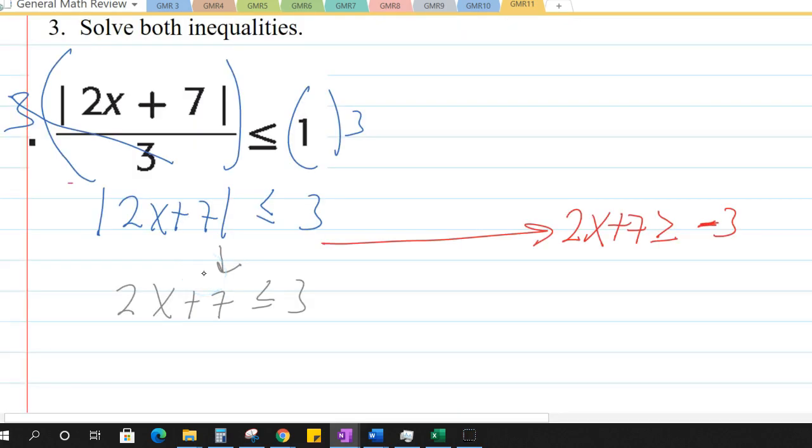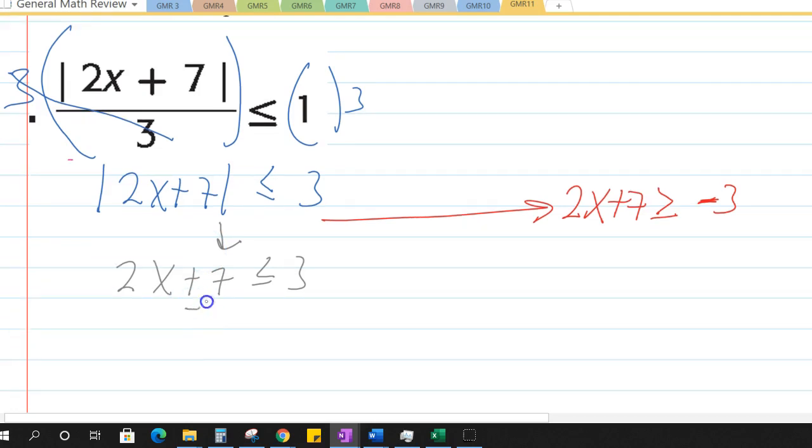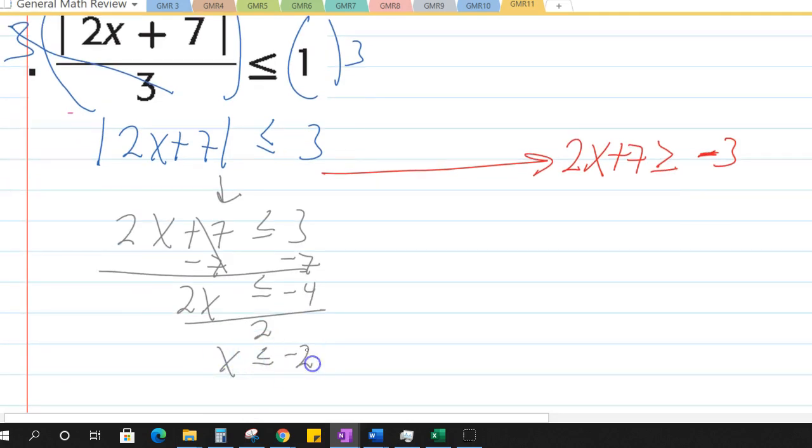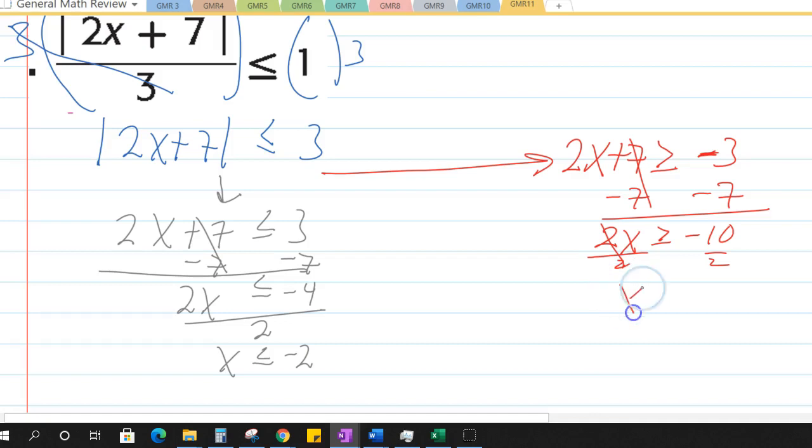Step 3 is to solve both inequalities. First, I need to subtract 7 from both sides. 2x is less than or equal to -4. Divide both sides by 2, and that gives me x is less than or equal to -2. On the right hand side, I'm going to subtract 7 from both sides, and that gives me 2x is greater than or equal to -10. Now I'm going to divide both sides by 2. They cancel out. x is greater than or equal to -5.